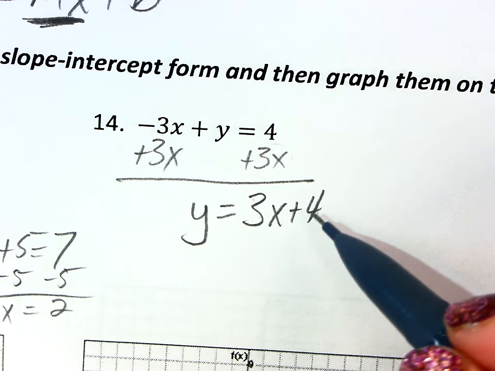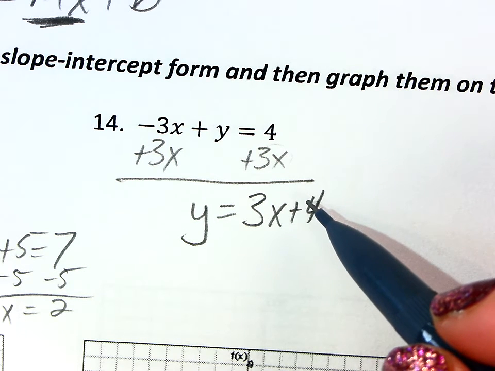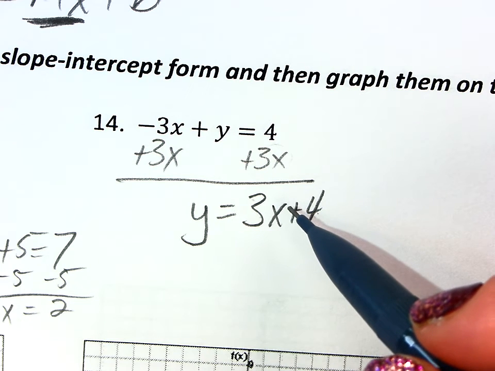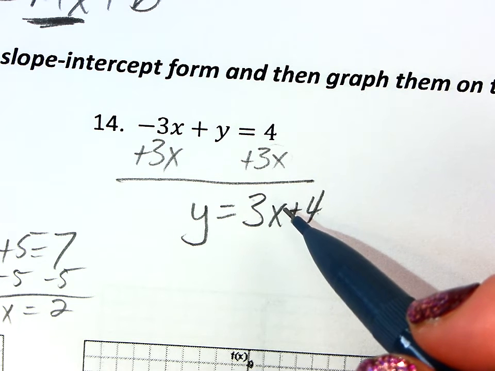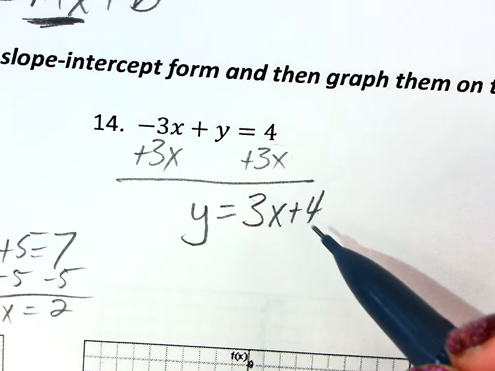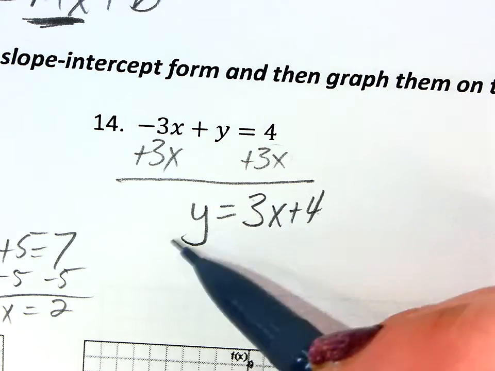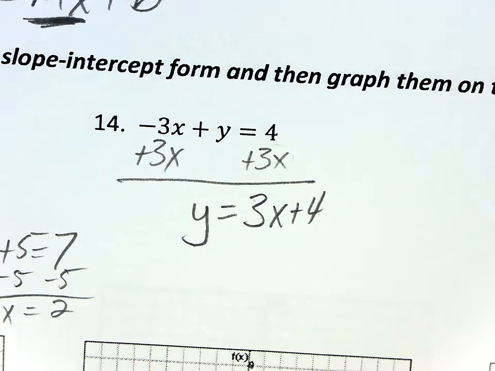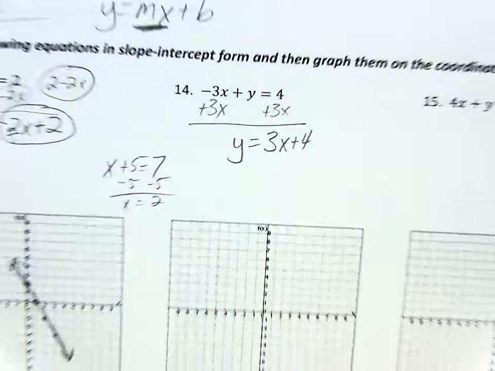You don't want to write 4 plus 3x. Mathematically, yes, it is the same thing, but it does not fit our y equals mx plus b form. So you would get the slope and the y-intercept all mixed up. Don't do that. Now that you have this, does everybody have this? Yes. Graph it. If you haven't already, graph it. You guys know how.